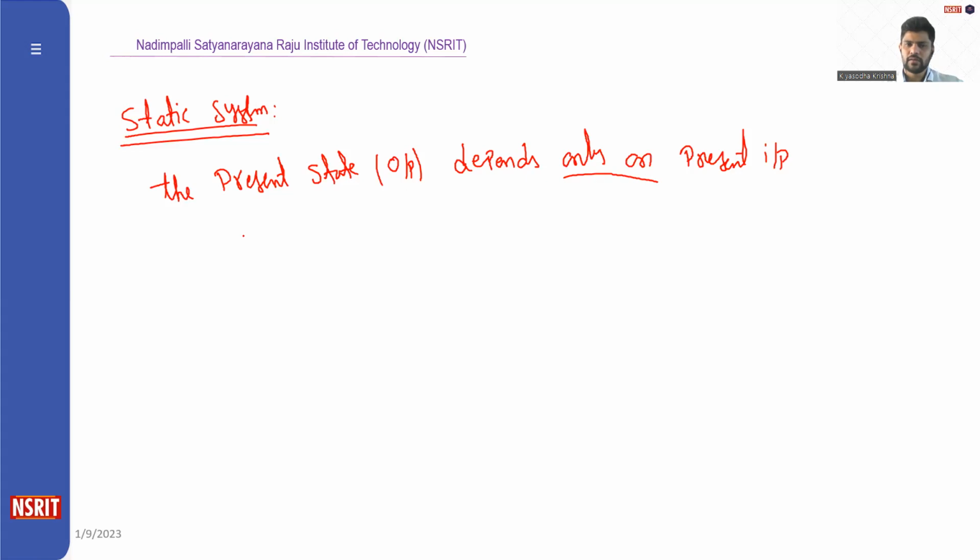Let us take one example. y of n is equal to x of 2n. Here, does the present output depend only on the present input? To solve this, let us take n is equal to 2. Substituting n is equal to 2, y of 2 is equal to x of 4. Means the present output at n equal to 2 depends on a future value of input. The present does not depend only on the present. So as per the definition, it does not satisfy, so it is not static.